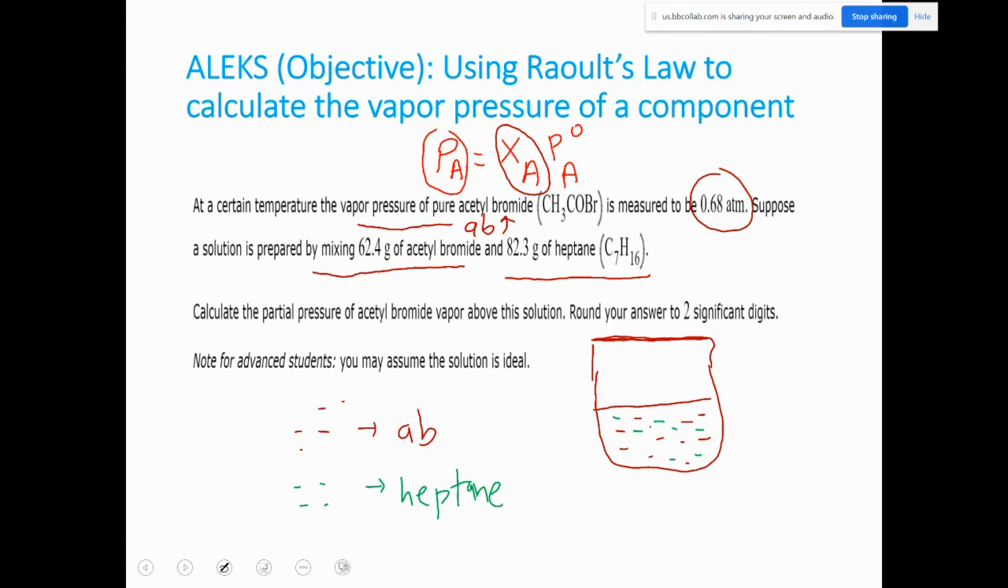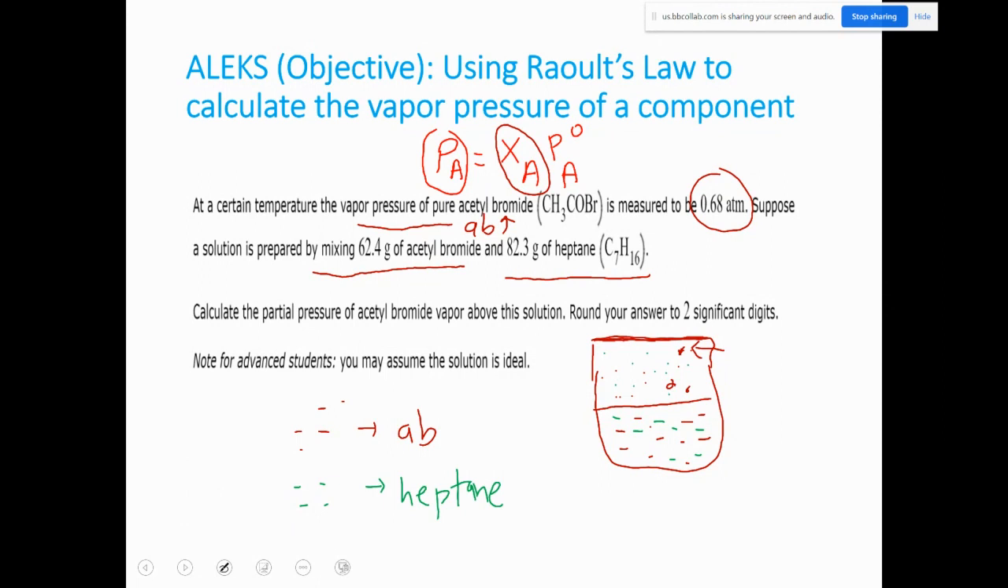Now remember, both of these solvents, if you want to call them that, are going to have some vapor form over here. You're going to have some vapor form of heptane on top of the solution, as well as vapor form of ethyl bromide, which is in brown. These brown ones are all vapor that I'm trying to draw. The brown ones are for the ethyl bromide. The green ones are the vapors of heptane, all right?